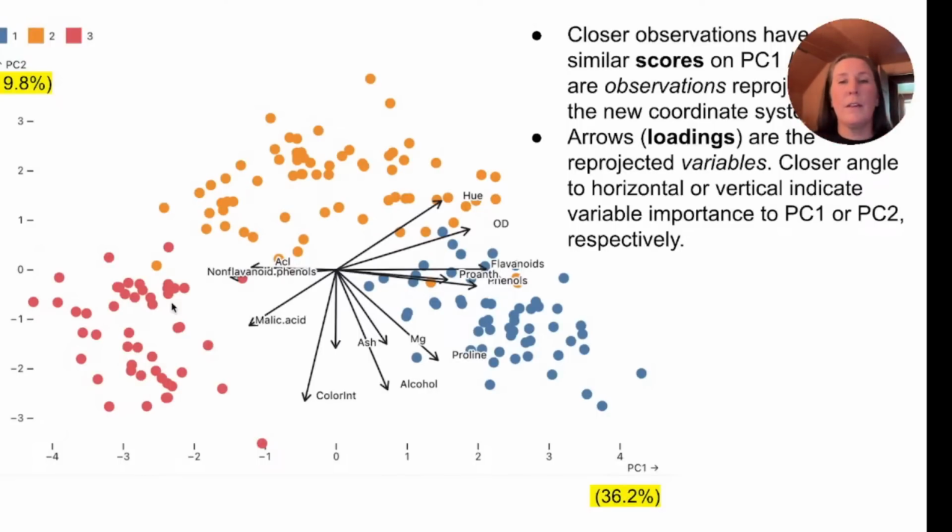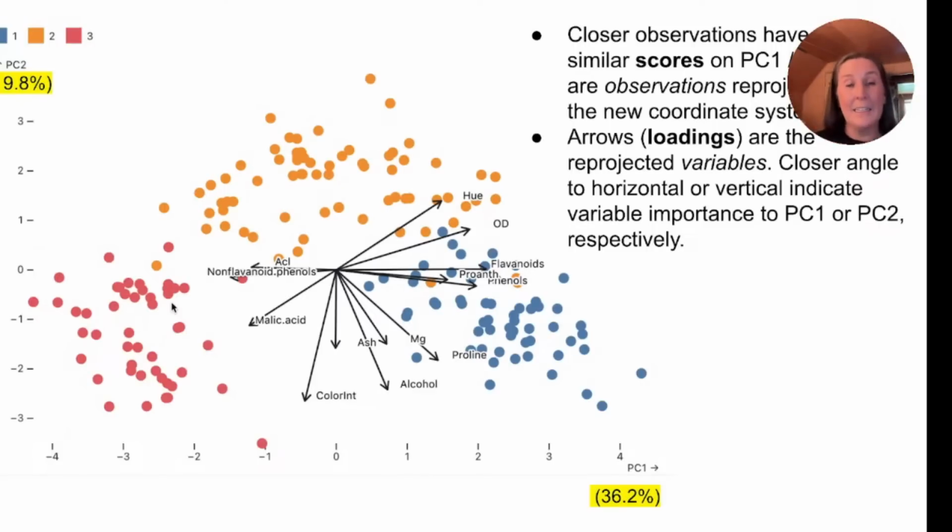So you can think of this as like larger arrows that are more aligned with the direction of a principal component kind of have more importance to that principal component, a larger loading on it. So we can also start looking at correlations between variables, like hue and optical density here seem to be pretty correlated if the angles are close.